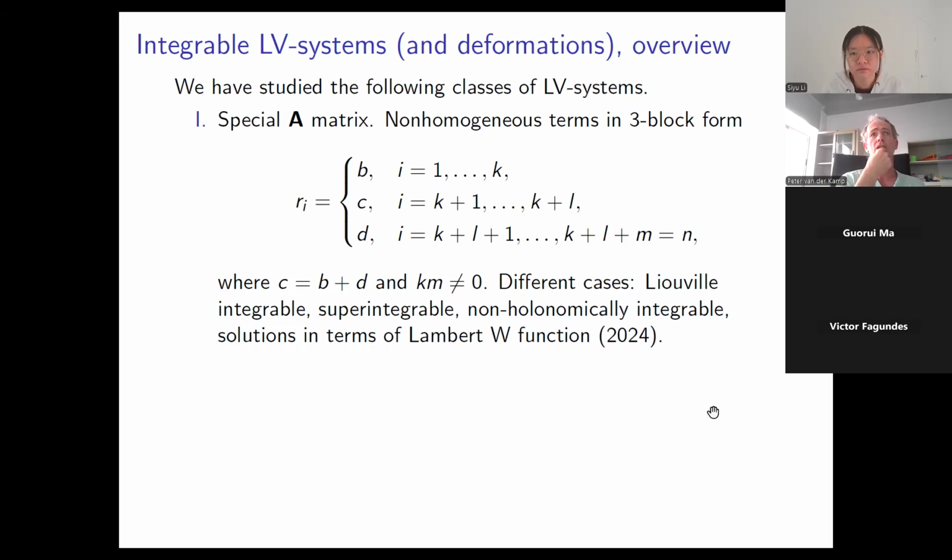So we're going to study this special A matrix that I wrote down on the slide before, but now we're going to add this non-homogeneous term in a 3-block form. So that means that we have a vector of constants, and the first k components of that vector, we use the same constant, then the next L components of the vector, another constant, and the last m components of the vector, we have the third constant, and these constants are related. So we have that the middle one is the sum of the other two.